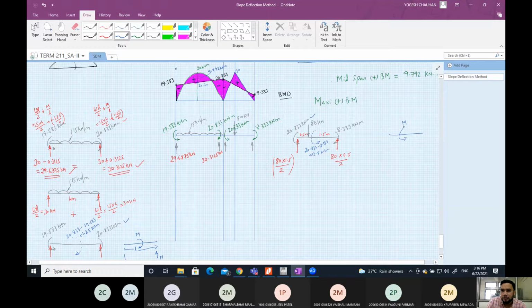So you can find this is trying to rotate the beam in anti-clockwise direction. So reactions will be in clockwise direction. So this will be in clockwise direction. This will be M by L, where L is the span length.